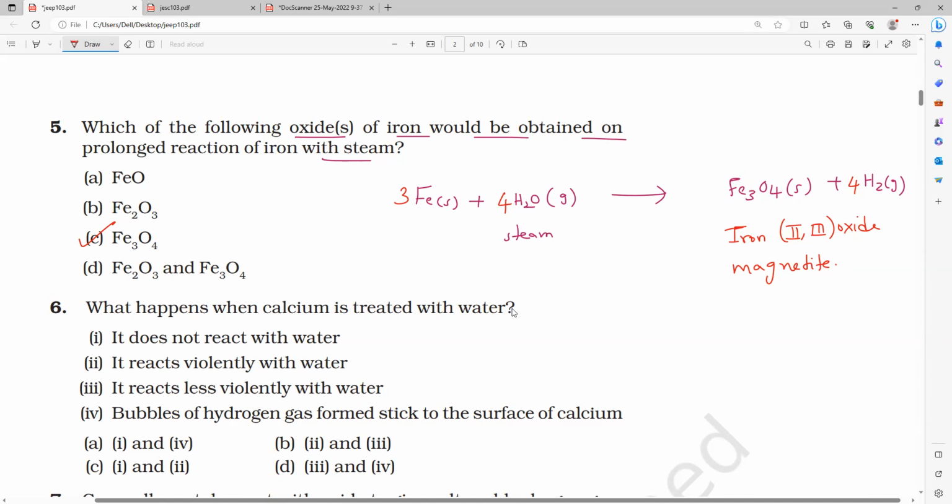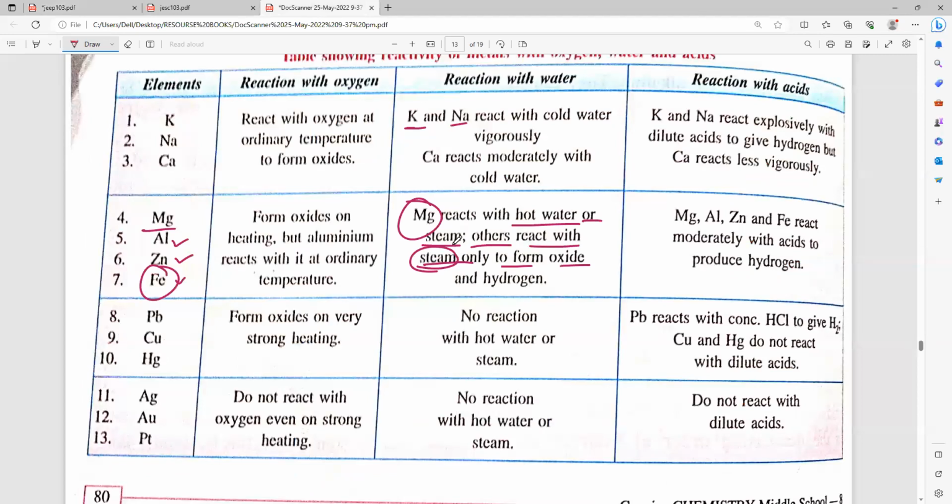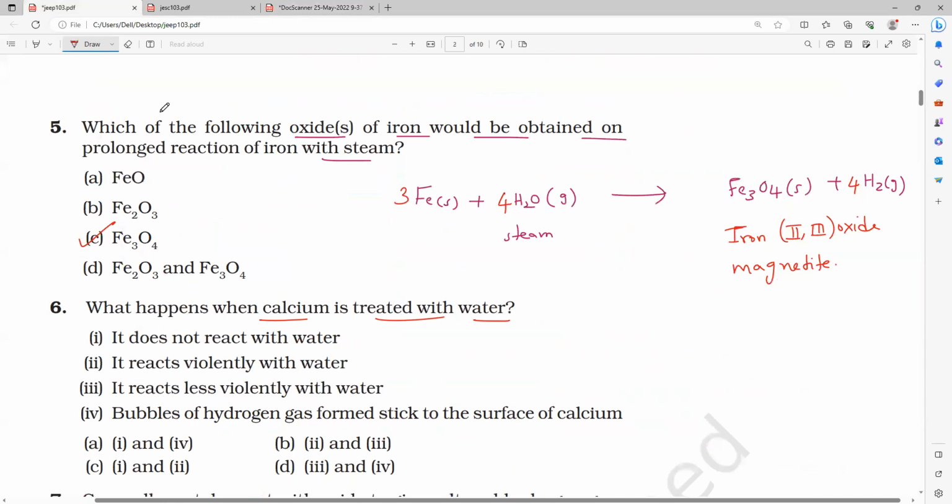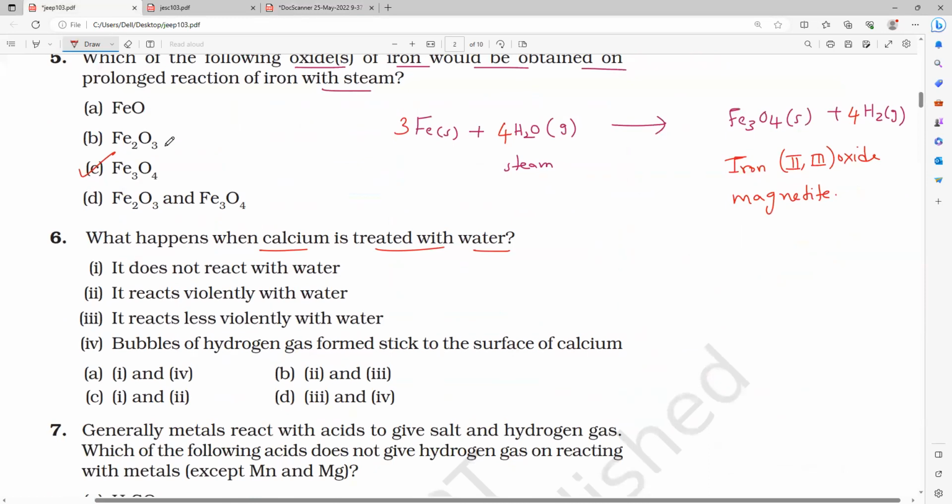Write the equation first. Calcium treated with water. Which water? You can see that here. Calcium reacts moderately with cold water. And what will happen, everybody? All of these places react with cold water. What will they produce? Reaction with water, calcium, what will it produce? Hydrogen gas. Everywhere it is hydrogen gas, am I right or wrong? So calcium reacts with water even at room temperature, but less vigorously.